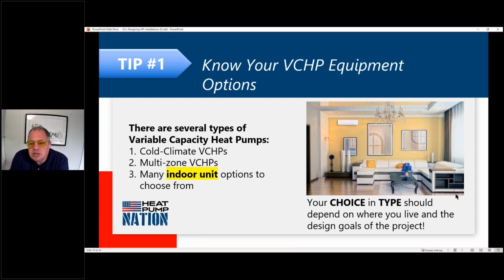There are cold climate variable capacity heat pumps. And this type of heat pump is available under a variety of brand names that differ by manufacturer. But they have one thing in common, and it's that they can produce 100% of their rated capacity when it's 5 degrees out. Some manufacturers are now doing 100% of the rated capacity when it's -5.